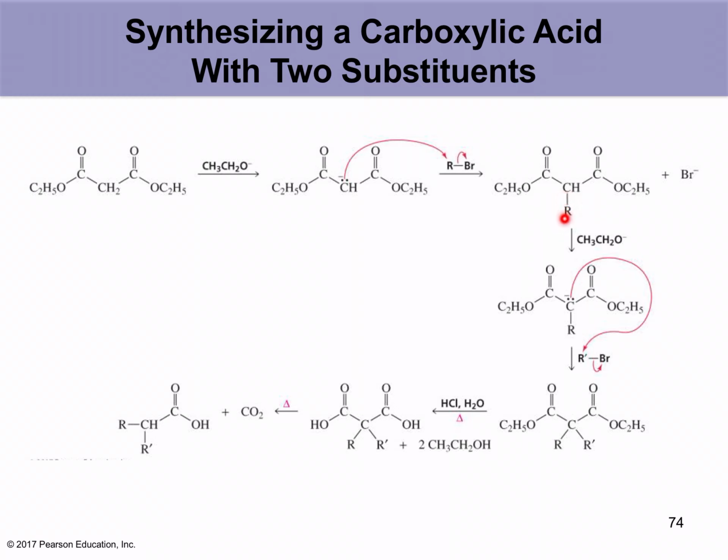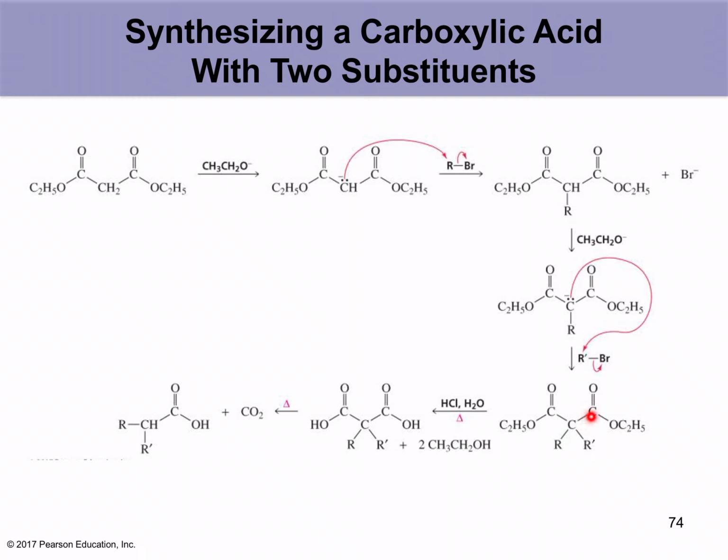Now after you add that alkyl group, if you want to add another alkyl group, you add 1 more equivalent of ethoxide. Here's another acidic hydrogen, you form the carbanion, and next time you react with a different alkyl halide. This is R, this is R prime. So the carbanion reacts with the alkyl group, loses bromide. Now you have two alkyl groups on the alpha carbon to the ester.